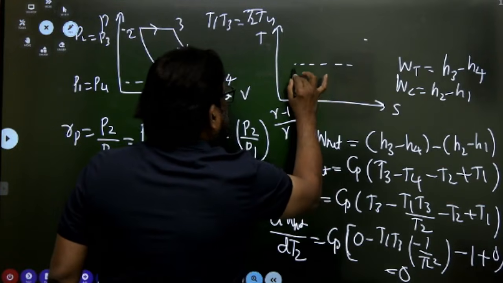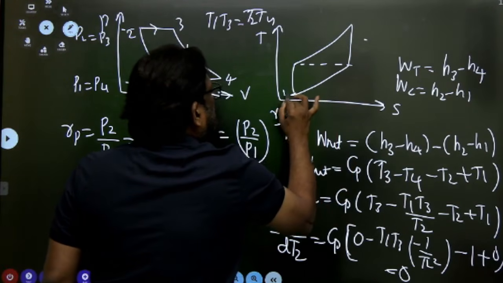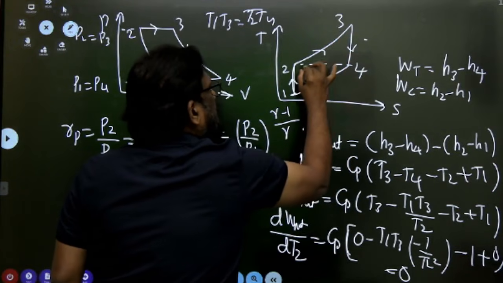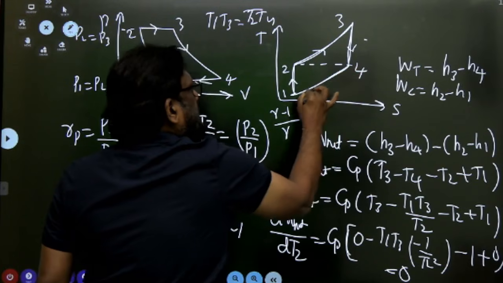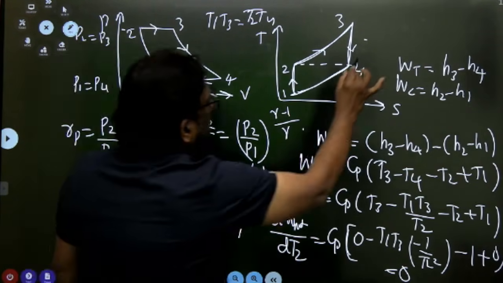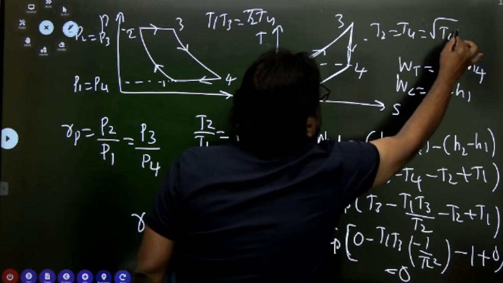Yes. This is 1, this is 2, this is 3, and this is 4. Isentropic compression, constant pressure heat addition, isentropic expansion, constant pressure. So T2 and T4 are the same, and that is equal to root T. So T2 is equal to T4 is equal to root of T1 T3.